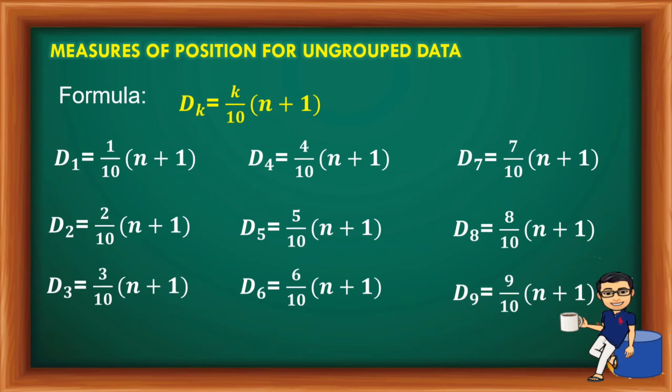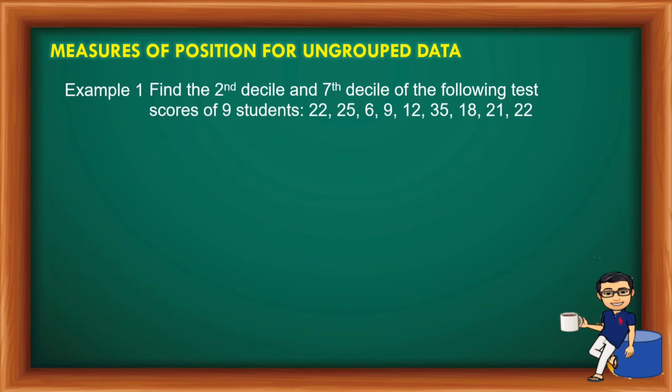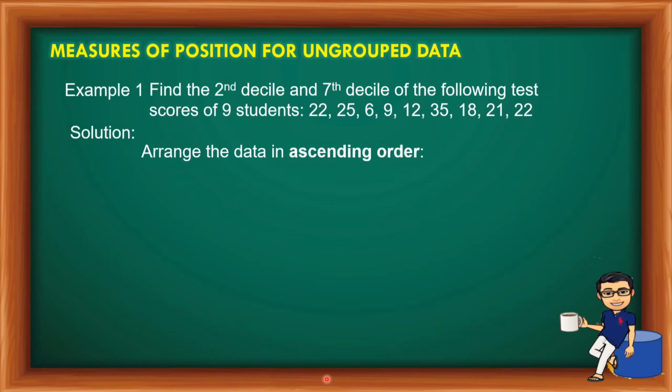So let's have an example. Find the second decile and seventh decile of the following test scores of 9 students: 22, 25, 6, 9, 12, 35, 18, 21, and 22. The first thing that we need to work on is almost the same as with quartile. Arrange the data in ascending order. And this will be the ascending order: 6, 9, 12, 18, 21, 22, 22, kasi dalawa yung 22, 25, and 35.